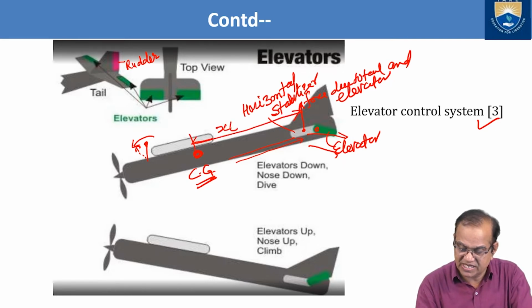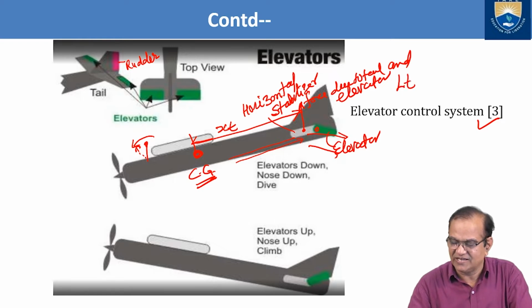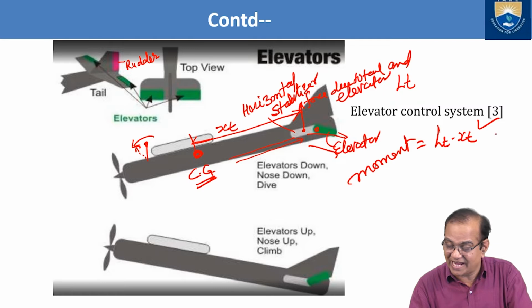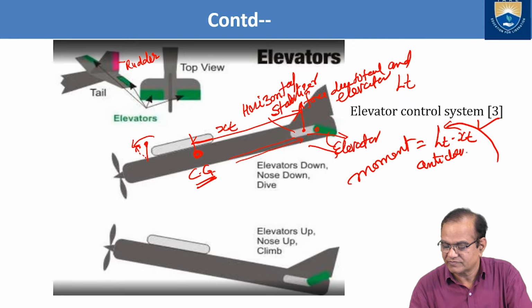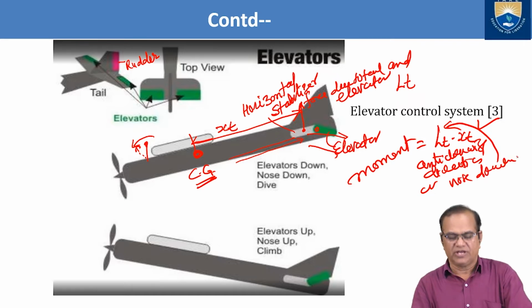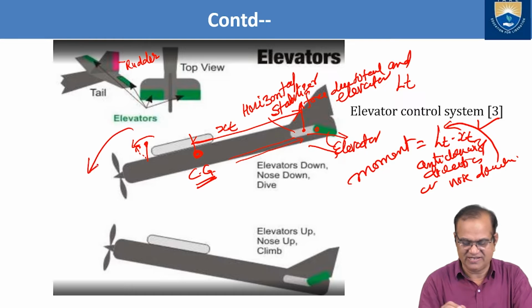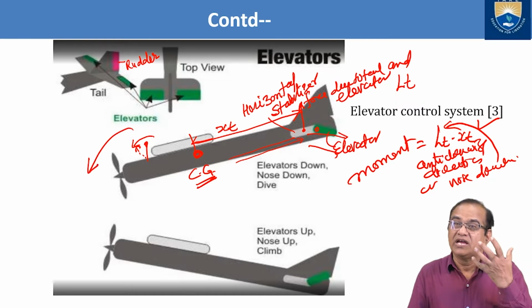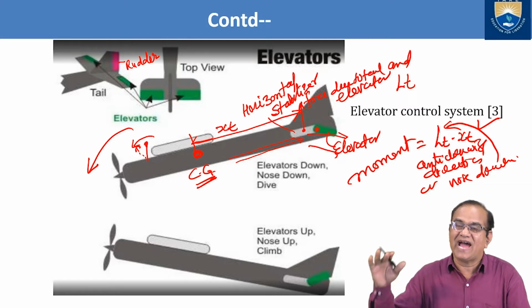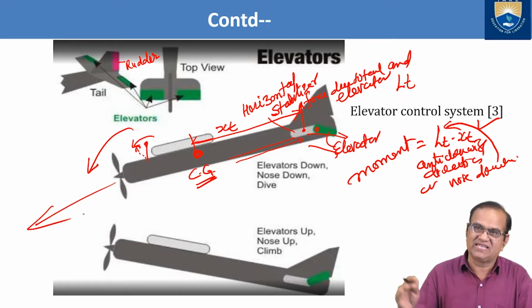This is xt and the force I am writing as Lt. So how much will the moment be? This will be Lt into xt. The direction of this moment is anti-clockwise, the nose down direction. So it is shown here, in this direction. So it is called nose down. So if you want to make the elevator go down, the aircraft will be nose down and dive action will be there. So it starts diving like this.